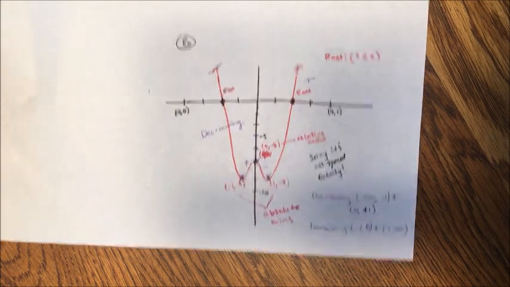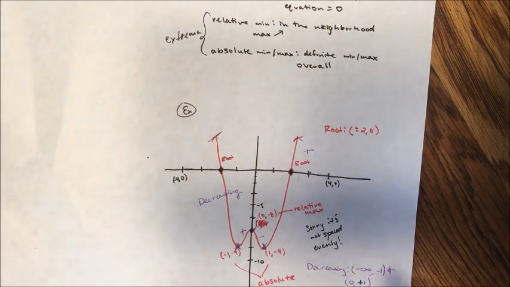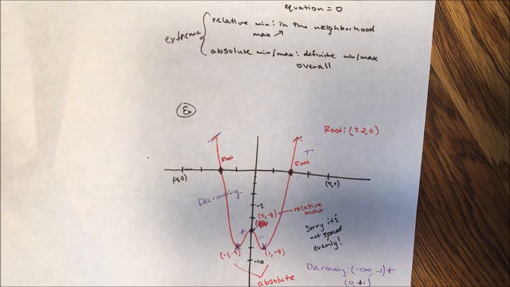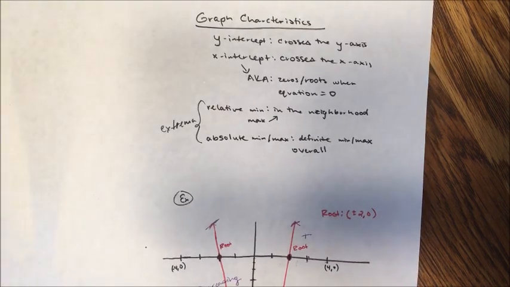So these are different graph characteristics. This will change a little bit depending on your graph. So just look at those vocab words and figure out what you've got.